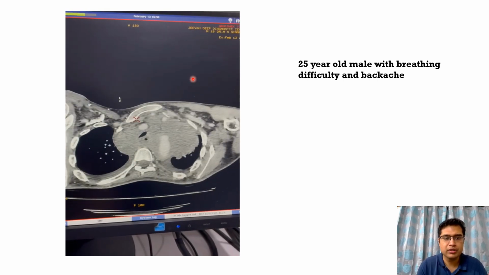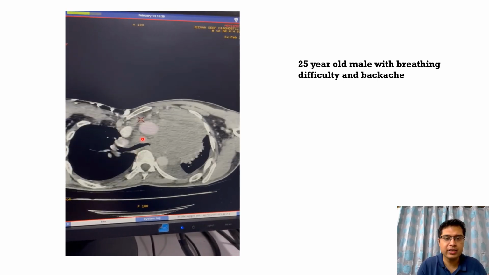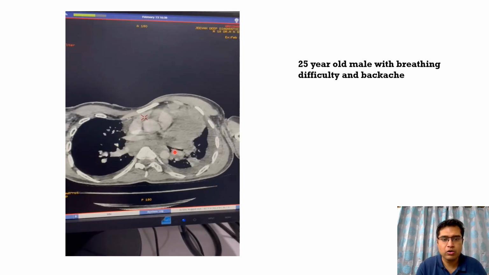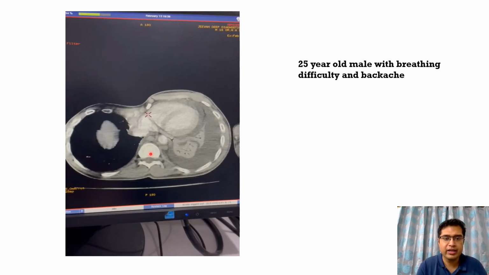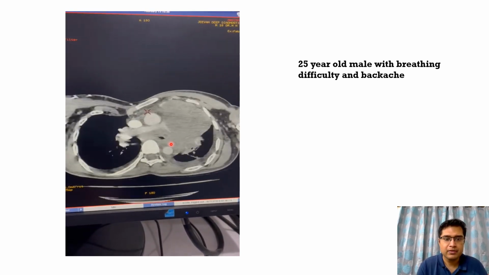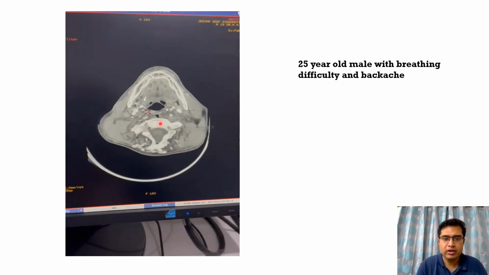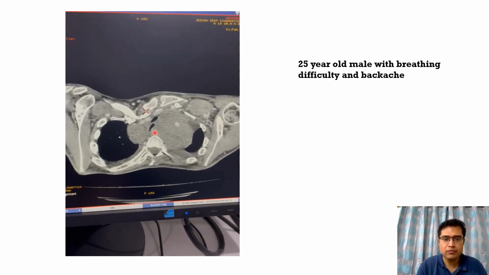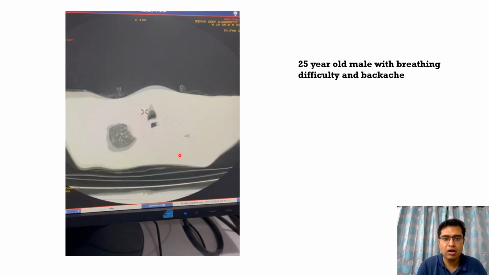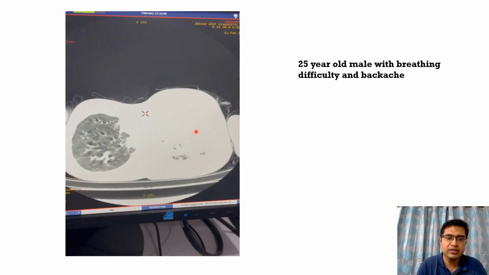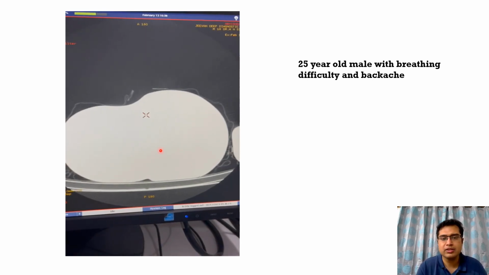and the chest wall, a large mediastinal mass occupying the anterior and the middle mediastinum and also causing compression of the trachea and encasing all the large vessels. There is compression of the trachea and the collapse of the esophagus, large mediastinal mass. In the lung window, we can see that there is collapse of the left lung with extensive pleural effusion.